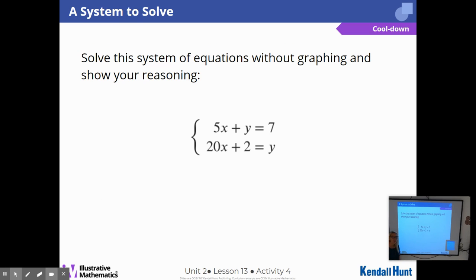So I want you to try to do this one on your own. This is your cool down. So see if you can figure out how to do this one. It's a little bit more tricky because it does have both variables, but I think you can do it.